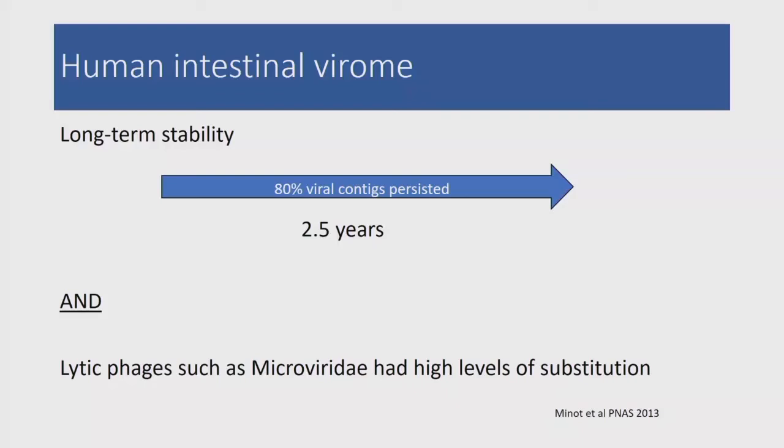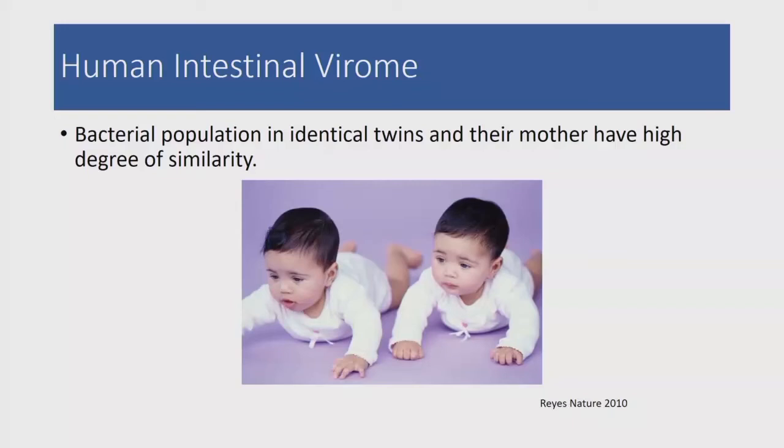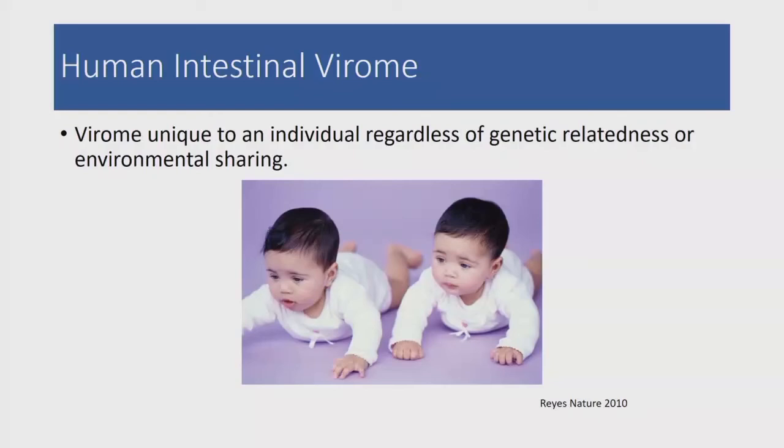So about 80% of the viral contigs in a particular individual will persist for over 2.5 years, and that with identical twins, although the GI microbiome will cluster and will be very similar, the virome is quite unique. And that's considered to potentially be one of the reasons why there's a difference in Crohn's susceptibility between identical twins, and also why faecal transplantation might work for Clostridial difficile associated diarrhea treatment.